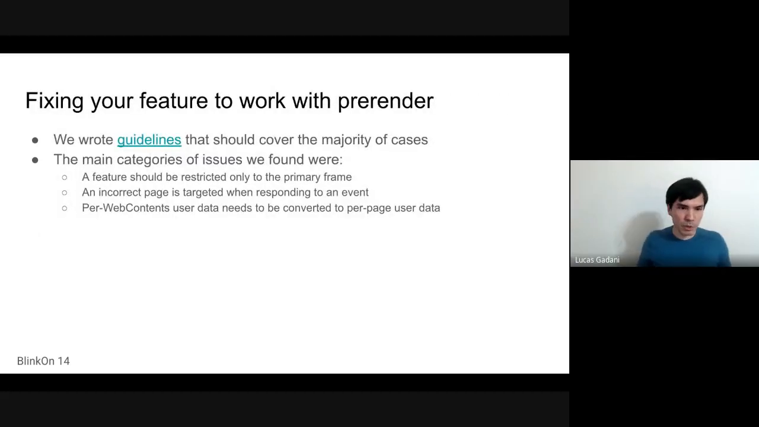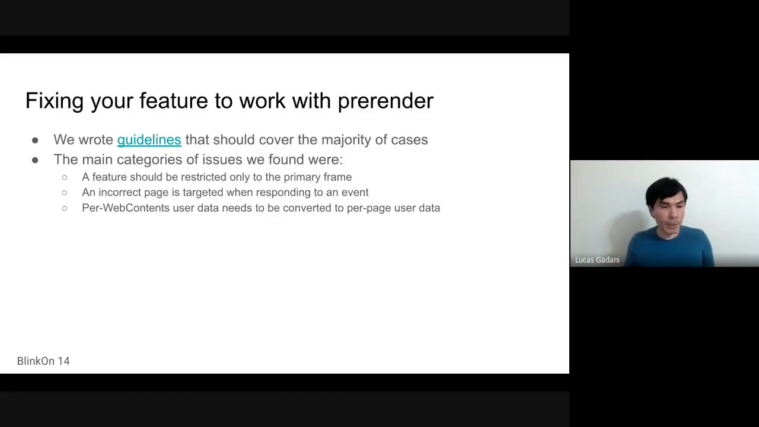To fix the feature, we wrote some guidelines that cover the majority of the cases. I want to just point to the major ones that we've seen. The feature needs to be restricted to the primary frame only. This happens particularly, for instance, with the UI related features. So if you're displaying some kind of UI, you probably only want to do that when the page is visible to the user. Sometimes the page is incorrectly targeted when responding to an event.